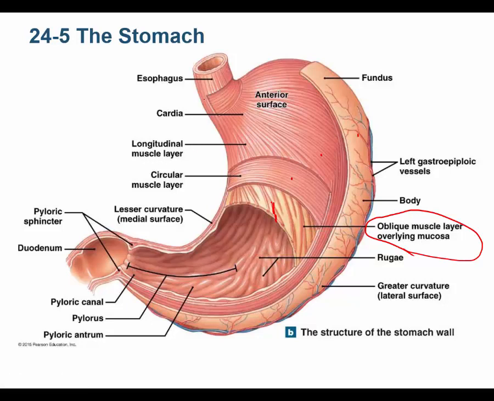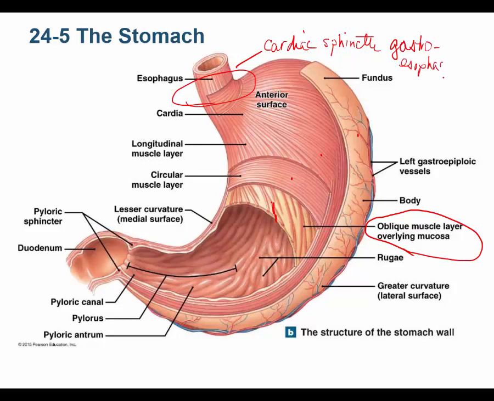Remember that I told you, oh, maybe I didn't tell you. Actually, I don't think I did. The junction of the esophagus and stomach right here is called, well, some people call it the cardiac sphincter. Gastroesophageal sphincter.